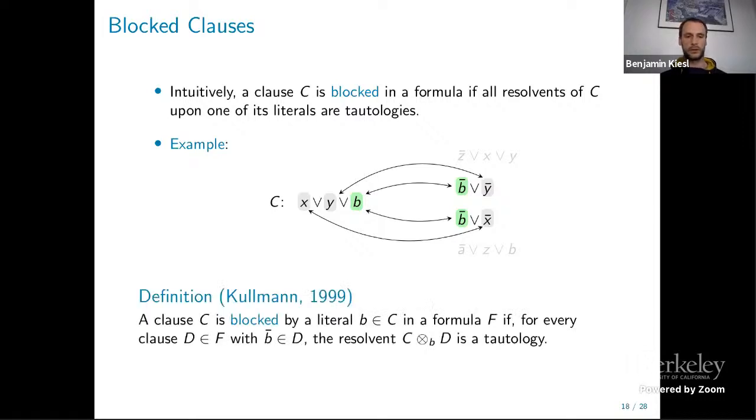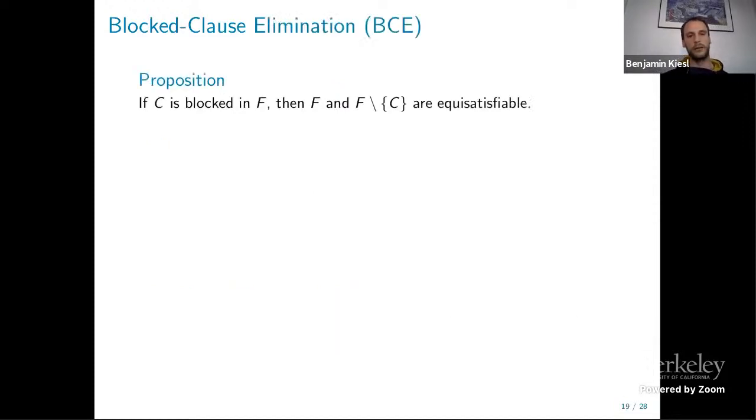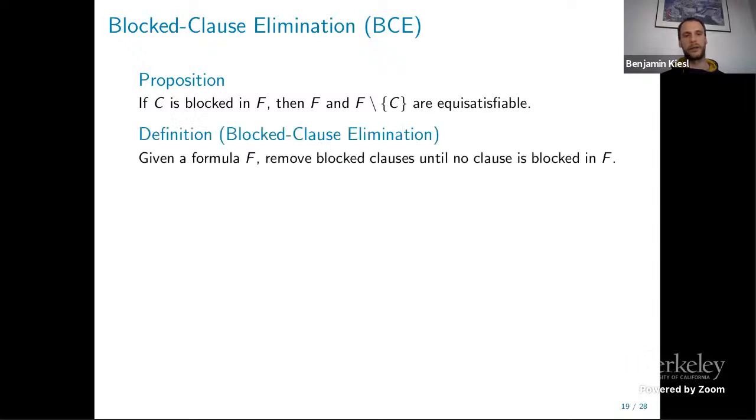All resolvents are tautologies. More formally, as defined by Kullmann originally when he introduced the concept of a blocked clause, they say a clause C is blocked by a literal B in formula F if for every clause D that contains not B, the resolvent of C and D upon B is a tautology. Now, you can prove that if C is blocked in F, then F and not C are equisatisfiable. And that proof is actually not too hard, but I'll not give it here, it's pretty much straightforward.